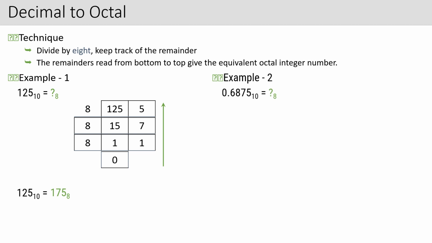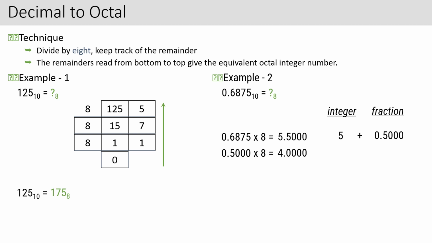Now to convert a fractional number, I'll take the same example as before. For example, I want to convert 0.6875 to the base 10 to an octal equivalent. What will I do here? If you remember, for converting into binary, I multiplied by 2. Here I will multiply by 8. So 0.6875 times 8 gives you 5.500. In this number, 5 is the integer part and 0.5 is the fraction part.